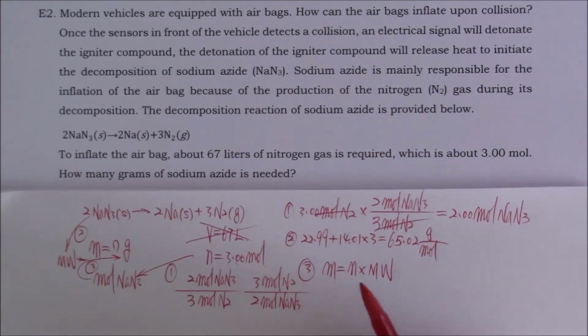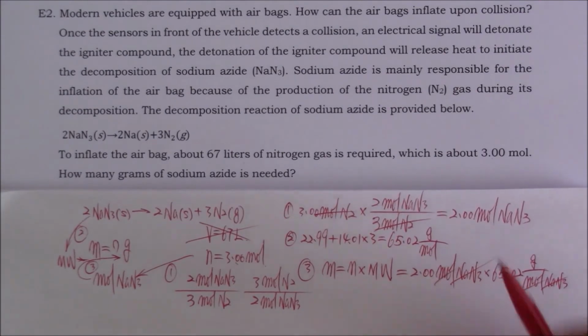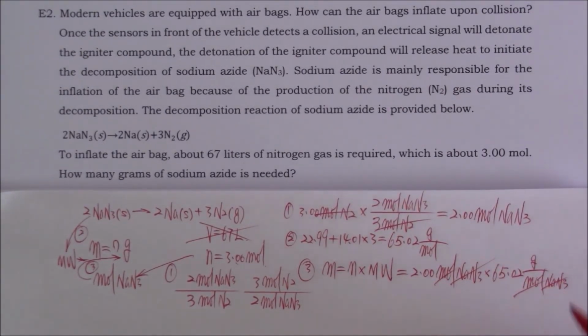The mass is equal to the moles multiplied by the molecular weight. Because this calculation is for one chemical, if you want to omit NaN3, it's also fine. Mole will cancel. The unit we're going to get will be gram, which is exactly what we're looking for. Well, this will be the answer for our problem.